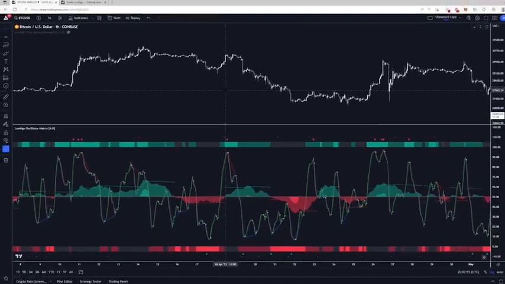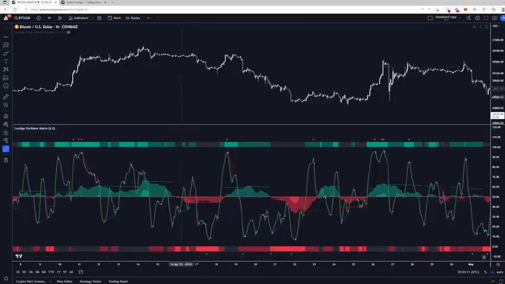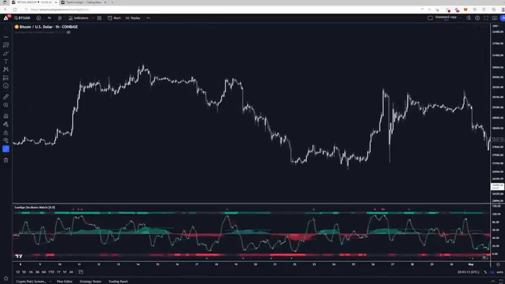Okay, so hopefully this video really gave you a clear understanding of how this product is meant to be used, the ways to interpret the indicator and use it specifically to get confluence to find reversals and see the momentum on this secondary layer for your charts.